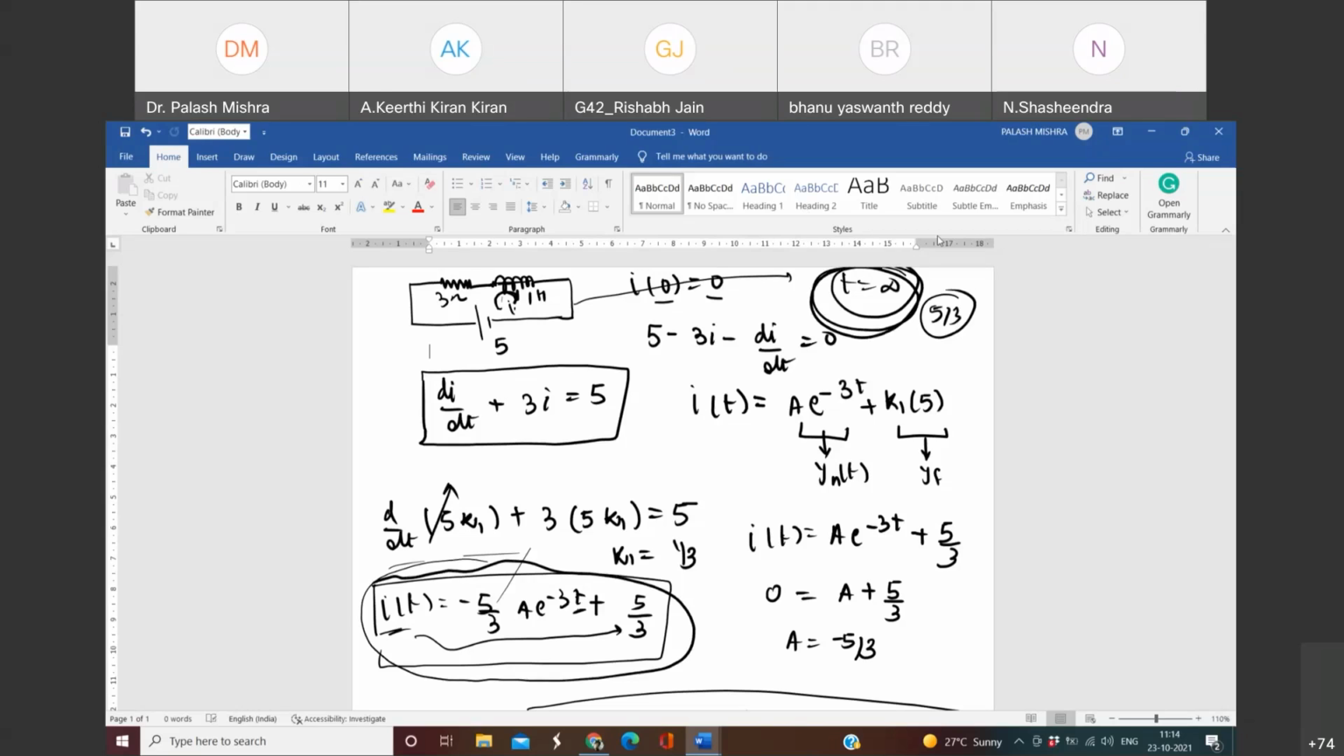Should I proceed further? Any doubt you can ask me. If there are no further doubts, I'll proceed further and then I'll tell you some more examples. Examples in the sense some more variations in the same concept. Okay.